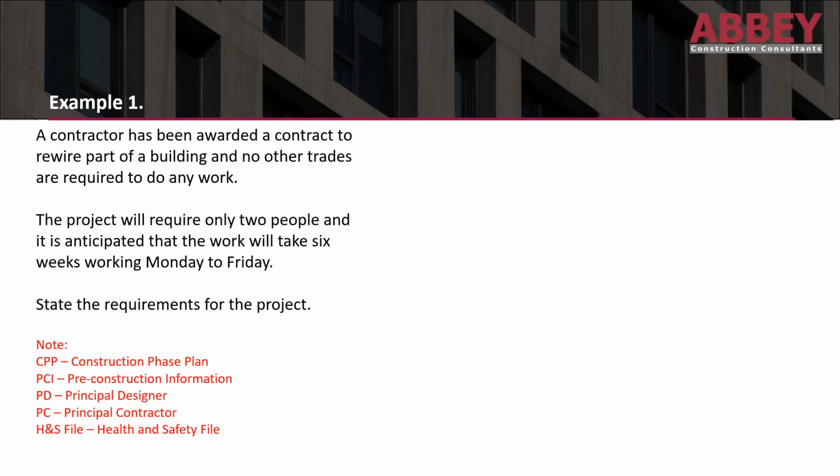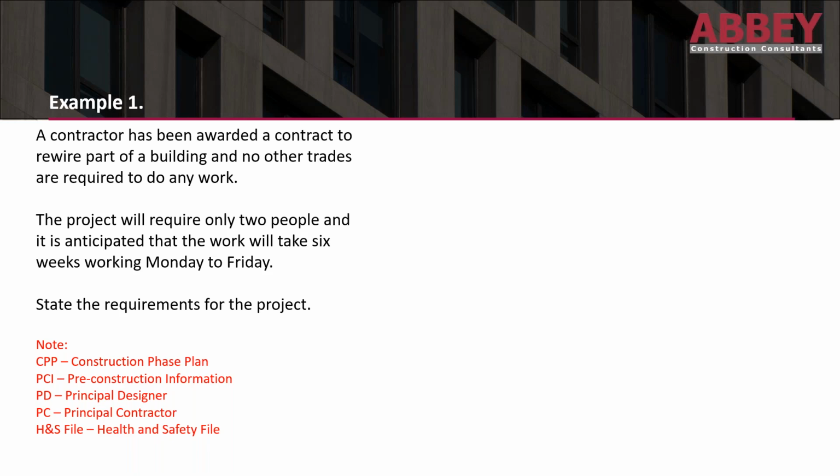So I've got some examples there of a very simple Excel spreadsheet that I use. Scenario one: a contractor is being awarded a contract to rewire part of the building. No other trades are required to do any work. The project will require only 2 people, and it's anticipated that the work will take 6 weeks working Monday to Friday. State the requirements for the project.